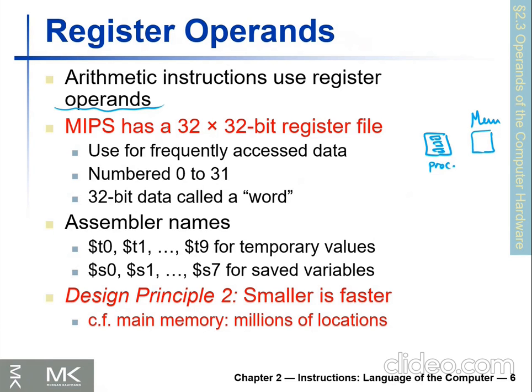So MIPS assumes that there is a 32-bit register file. Don't confuse them together. So you have 32 registers, 0, 1, 2 until 31, from 0 to 31. And each register can hold 32 bits. So you have a 32-bit register file.